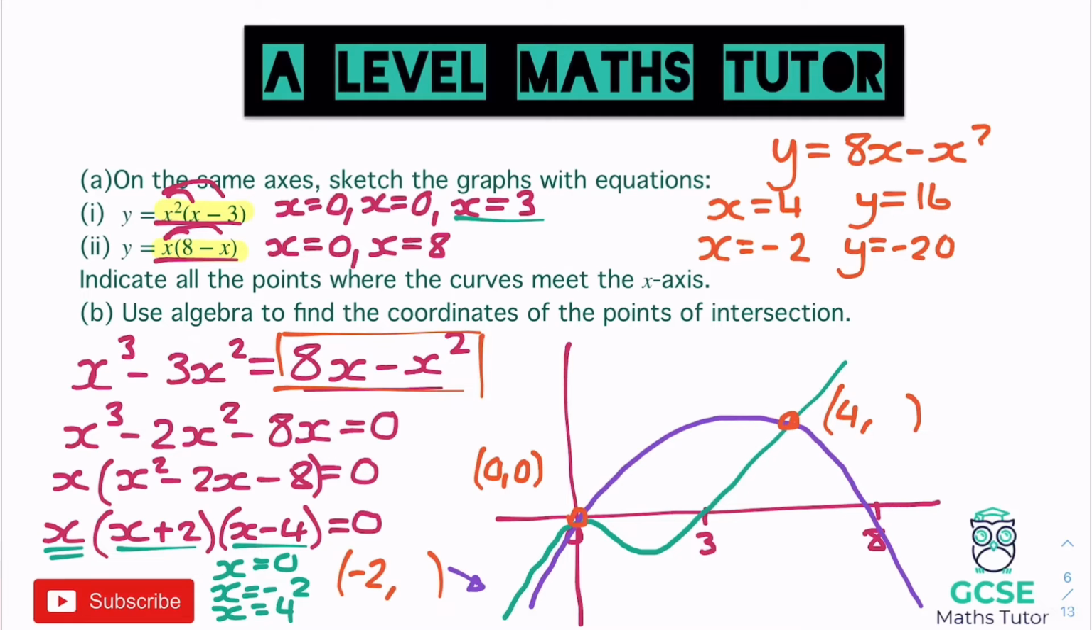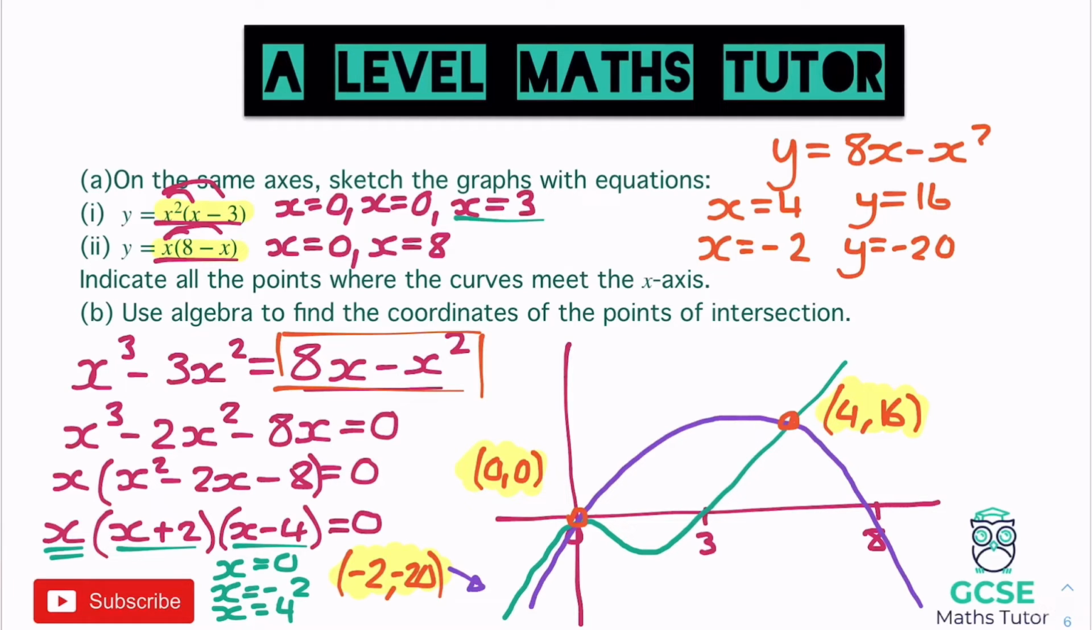And don't forget, you can obviously type that into your calculator. Just be careful when you're subbing in a negative number, make sure you put that in a bracket. But there we go, we get minus 2, minus 20. I can just about fit that in the bracket there. And the other one was 4 and 16. So there's our three coordinates: -2, -20, which would have been quite far down, 0, 0, and then 4, 16.